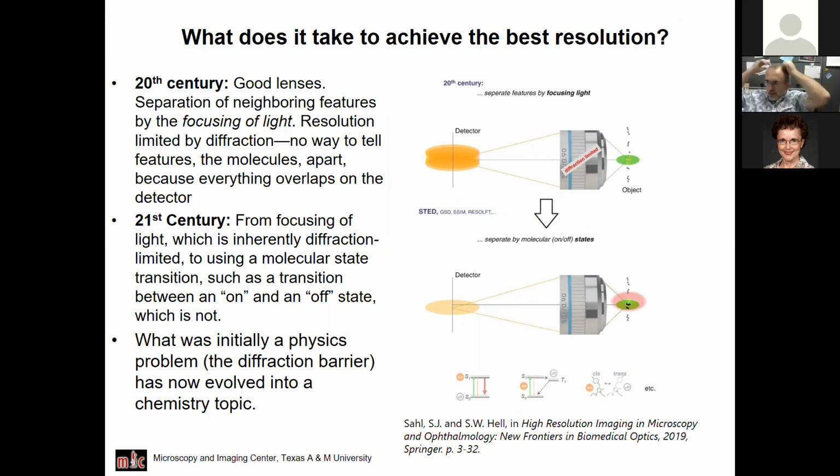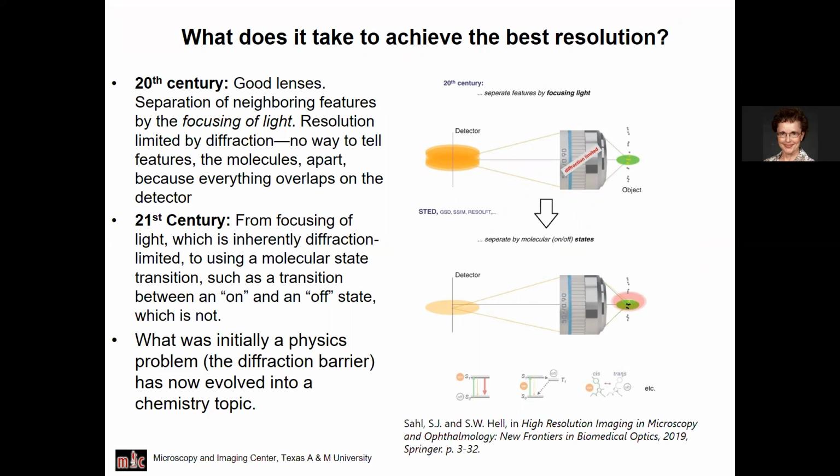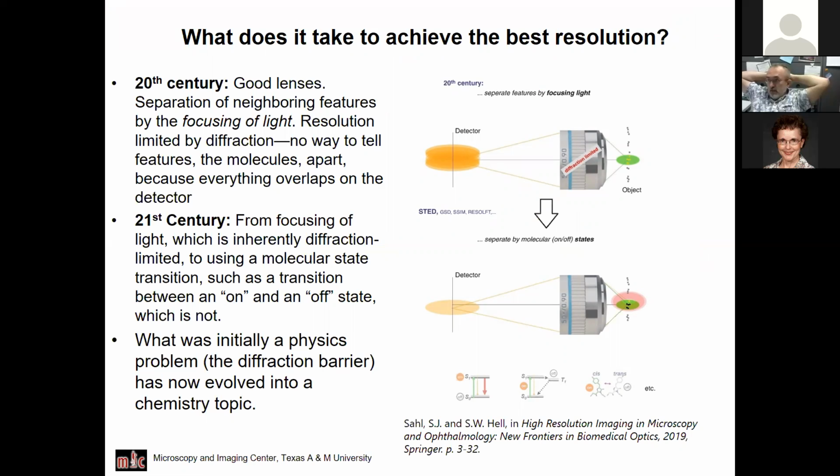In the old days, in the 20th century, we really needed good lenses, because we were separating the neighboring features by focusing of light. And there the resolution is limited by diffraction. There is no way to tell certain features or molecules apart because everything overlaps on the detector. You cannot make infinitely small Airy disks on the detector.